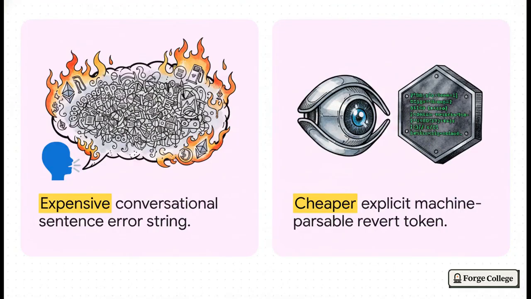So the crucial takeaway here is we need to move away from these long conversational sentences. Look at the left side. That long string literally costs you gas just to store it in the contract code. That's wild. Instead, look at the right. We shift to sharp, explicit, machine-parsable revert tokens, like creator 0 or note too long. Not only is it cheaper to deploy, but it allows another computer program to easily read and react to the exact error that just happened.